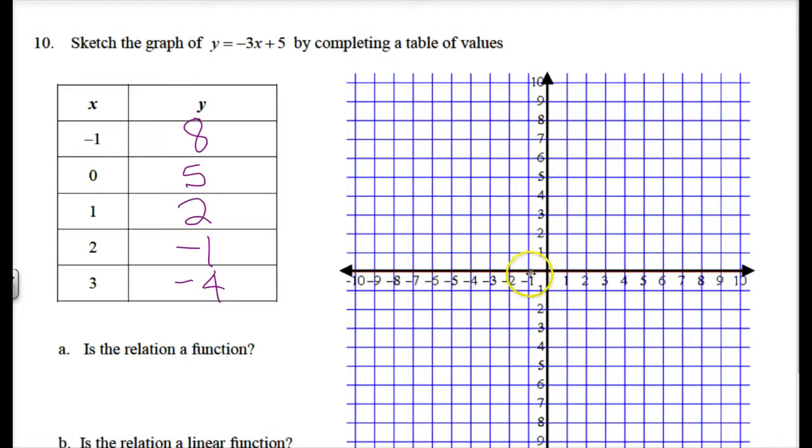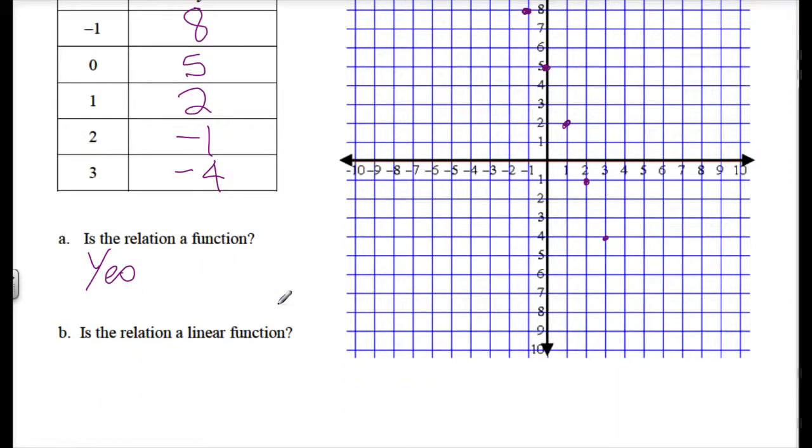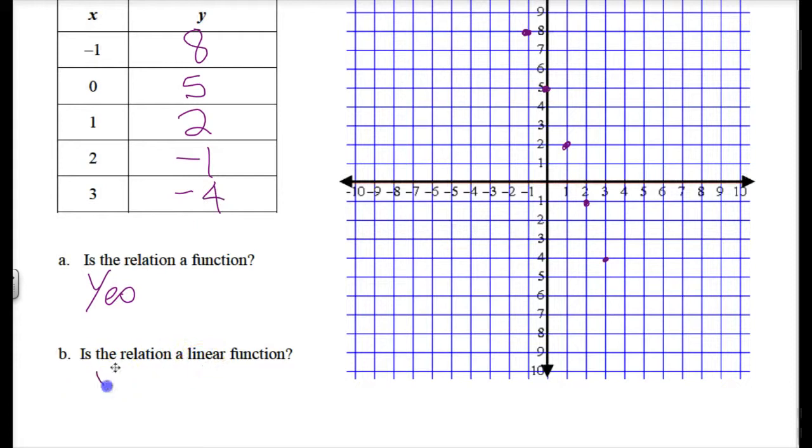Now we want to sketch that. So negative 1, 8. 0, 5. 1, 2. 2, negative 1, and 3, negative 4. Is this a function? Yes. Every element of the domain is associated with exactly one element of the range. Is this relation a linear function? Yes. Every change of 1 in the domain is associated with a change of negative 3 in the range.